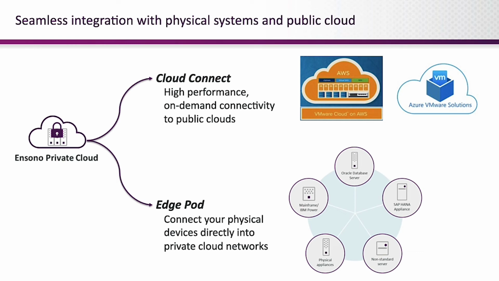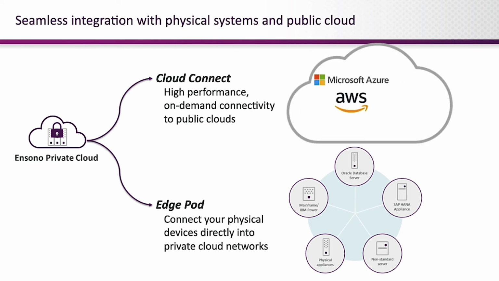All right, so just as I mentioned, we recognize that most clients are going to have a hybrid estate, and not all workloads will run as virtual machines in the private cloud. So holistically, these environments need to be able to communicate with each other. Our private cloud is easily connected to leading public clouds via our Cloud Connect service. Cloud Connect is our high-performance connectivity offering, built on Megaport today, that delivers on-demand connectivity to the major public clouds, including VMware Cloud on AWS, Azure VMware Solution, as well as native public cloud with AWS, Azure, and Google Cloud. An edge pod seamlessly integrates the physical systems I was just talking about in the previous slide into Ensono's private cloud software-defined networking environment, really for that consistency of security policy and high performance.